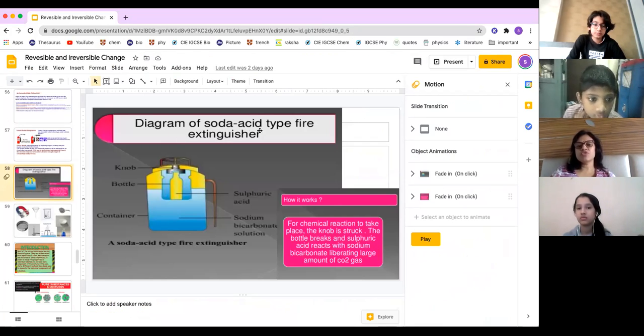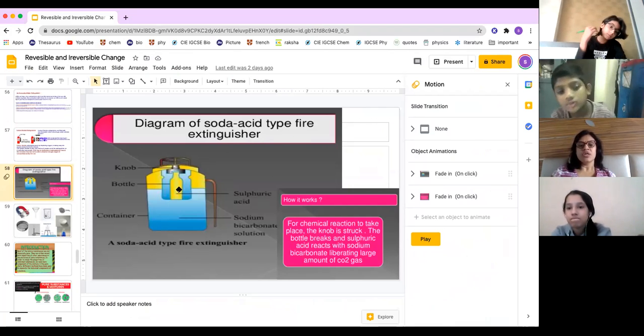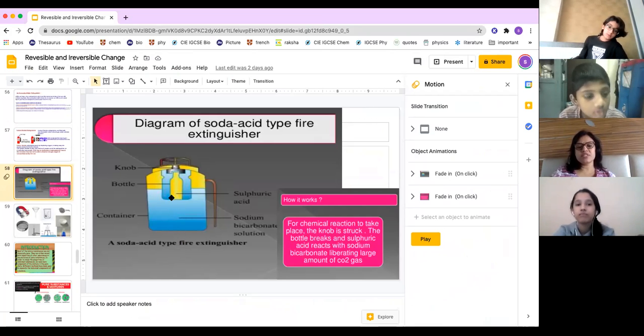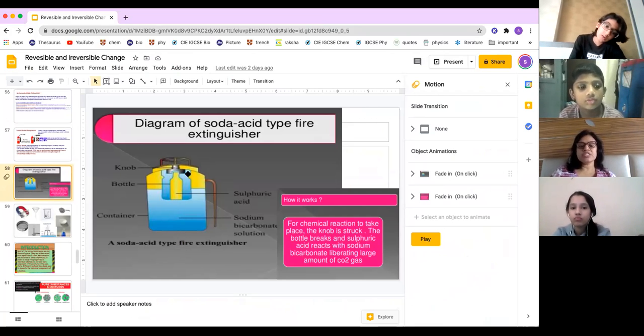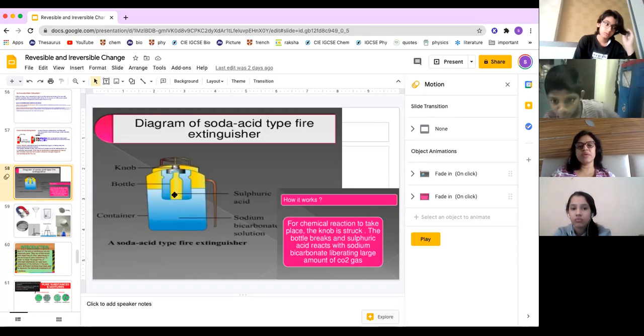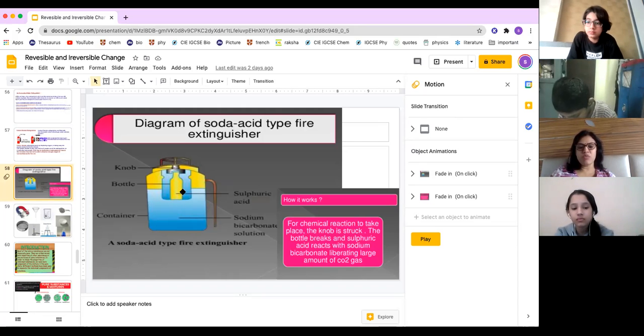This is a diagram of a soda acid type fire extinguisher. This is another, third type of fire extinguisher. In this type of fire extinguisher, what happens? See, this is a small bottle here. Just now you saw a video where there was baking soda kept in a tissue paper like this. Here, in this small bottle you have sulfuric acid, and in the rest of the area you have sodium bicarbonate solution. Sodium bicarbonate is actually baking soda only. That is the chemical name of sodium bicarbonate.